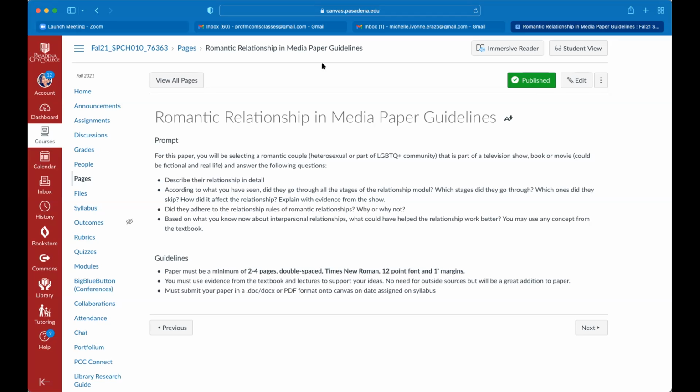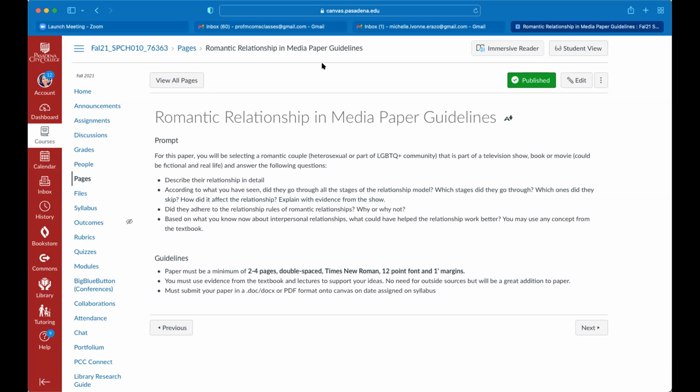For question number 3, you are going to be talking about, again in chapter 9, we talk about rules for relationships. So like the relationship rules theory, and you are going to be looking at whether they adhere to those romantic relationship rules. Next week we are actually going to be talking about those romantic relationship rules, but it is in chapter 9. But we're going to say, did they stick to those rules? Did they violate those rules?